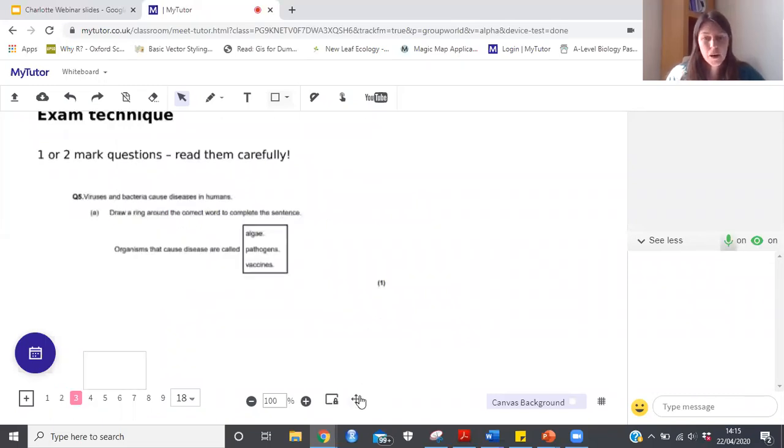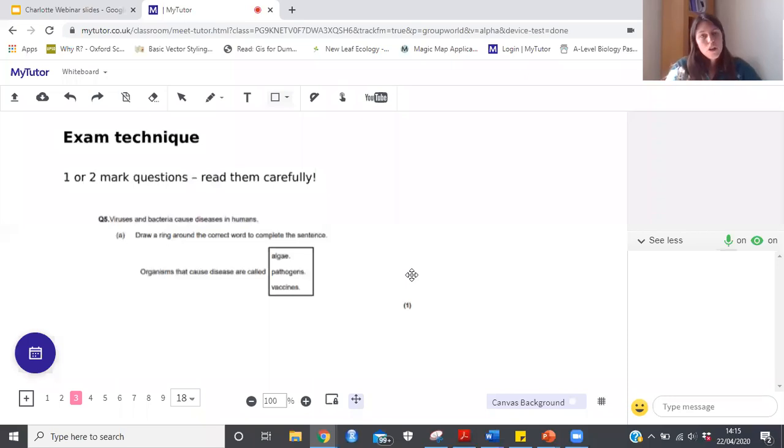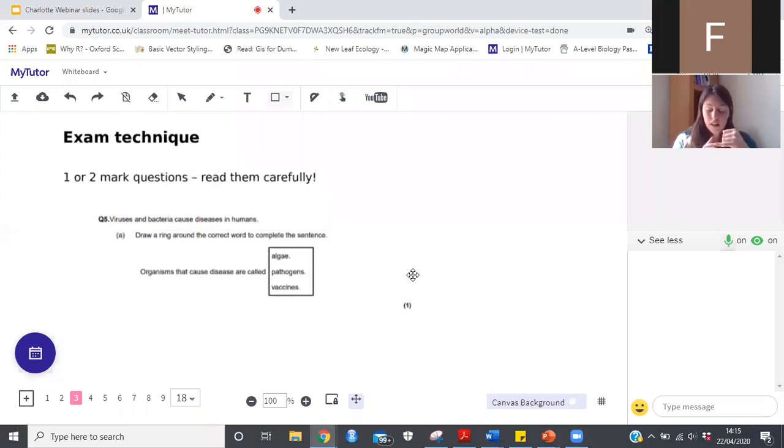Okay, so let's think about exam technique. We get lots of different types of questions in exams, and I'm going to run through as many of those as I can today. We're going to start with 1 or 2 mark questions, which are usually quite simple. They can be join the lines exercises or fill in the words. In this case, we've got to draw a ring around the word. We're also going to have a look at slightly longer questions, how to go about answering questions with graphs or tables, and slightly longer essay type questions and how you should answer those as well.